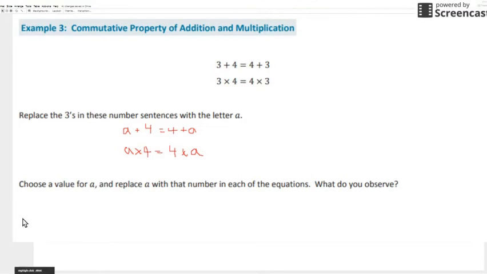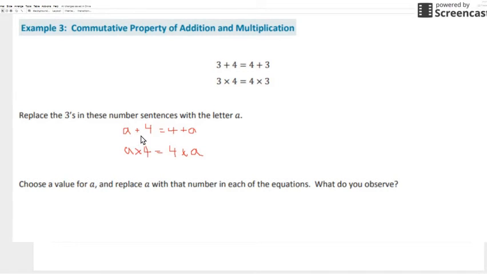The second part says, choose a value for A and replace A with a number in the equation. So if we choose any value for A, would the statement be true? Well, if we just do it mentally, we don't really need to write anything out. If I plug in 2 here, 2 plus 4 is 6, is 4 plus 2 is 6? The answer is yes. If I plug in 2 here, 2 times 4 is 8, is 4 times 2 8? Yeah, the answer is yes, it's true.